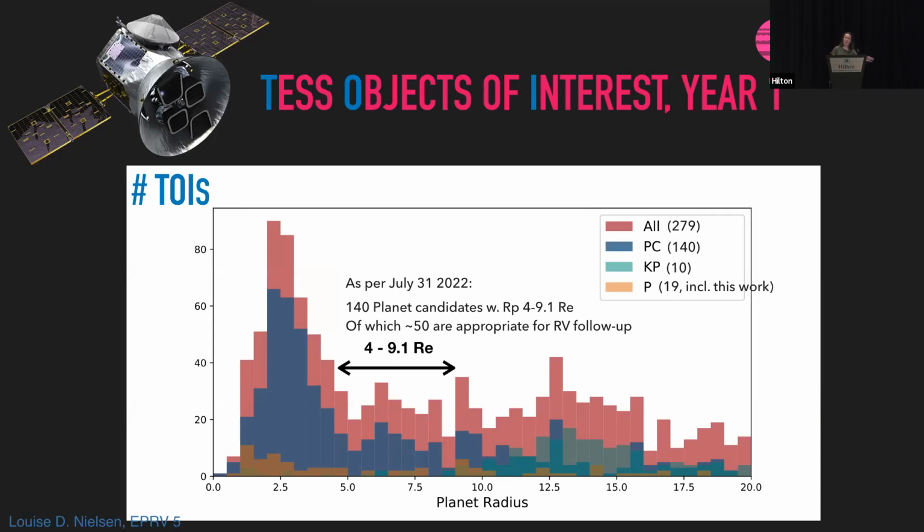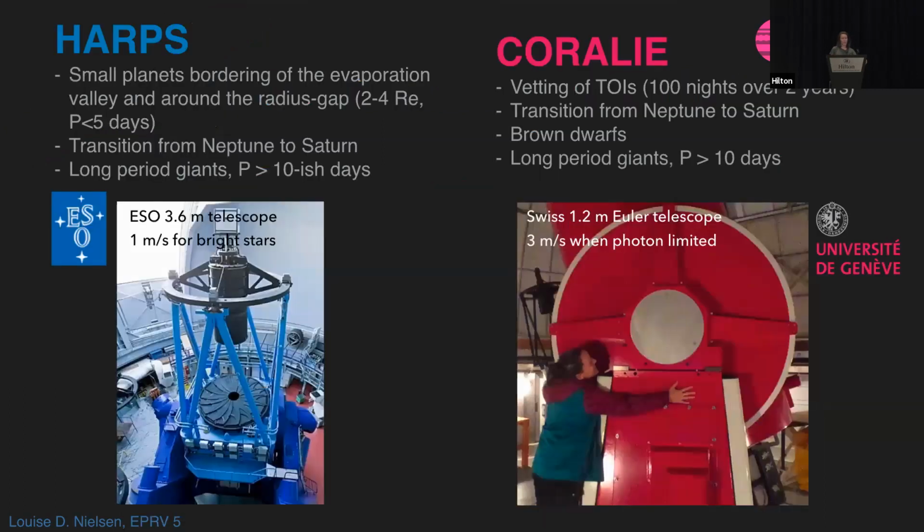So these are the different TOIs, and then they're color coded depending on what the disposition is within TFOP. So if it's a good planet candidate, or if it's already a confirmed planet, and so on. And just to let you know that there are still quite a lot of candidates within this range, but there's also a lot of false positives. We use HARPS and Coralie to follow up these targets.